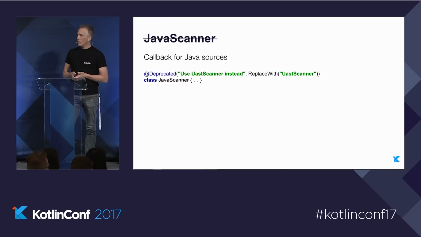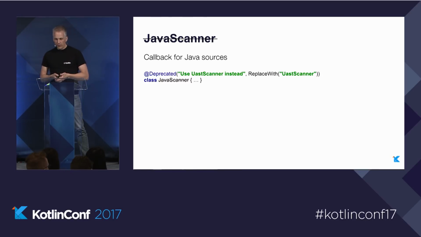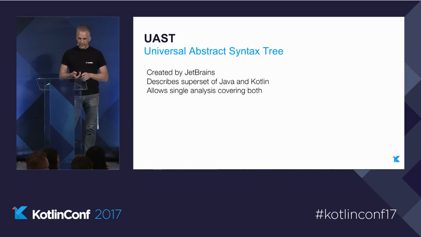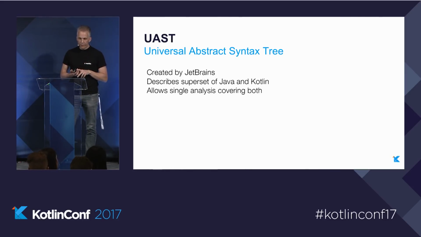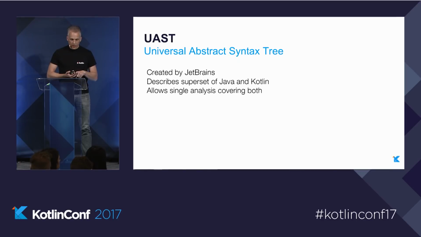So XML Scanner was an easy way to visit XML files. To analyze Kotlin code, you should be using the UAST scanner. So what is UAST? Lint has gone through several APIs for describing the Java syntax tree over the years. And as of 3.0, it is using something called UAST, which is a universal abstract syntax tree. The core proposition is that it describes a superset of both Java and Kotlin.